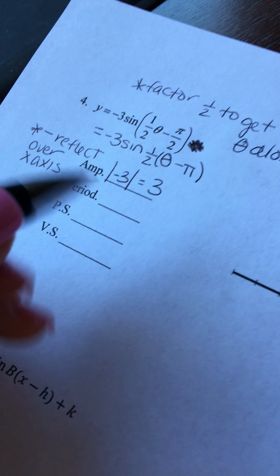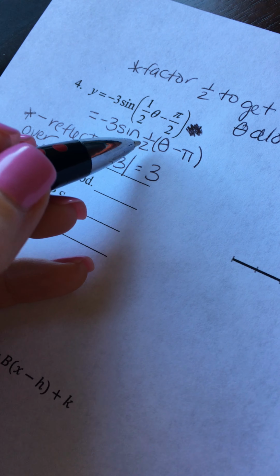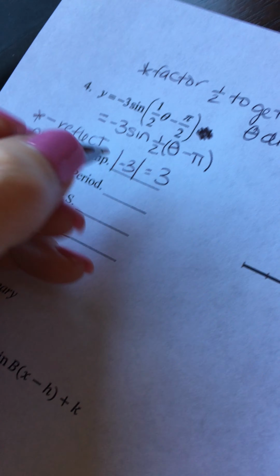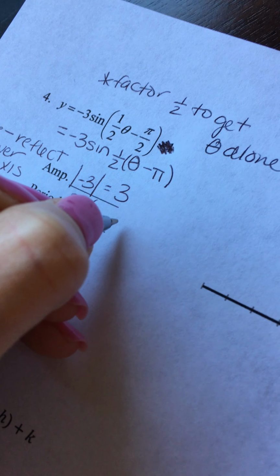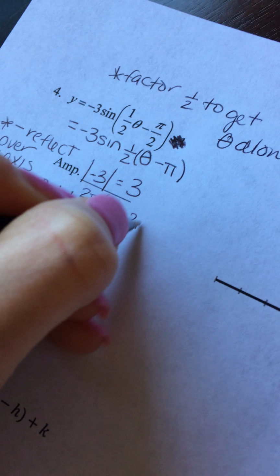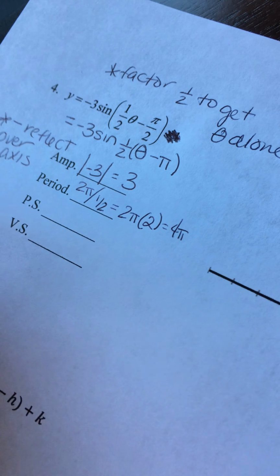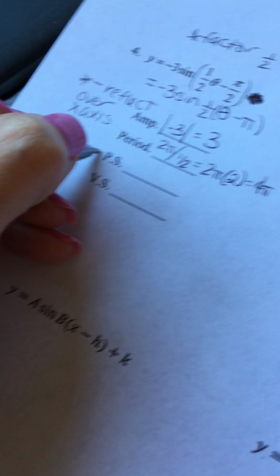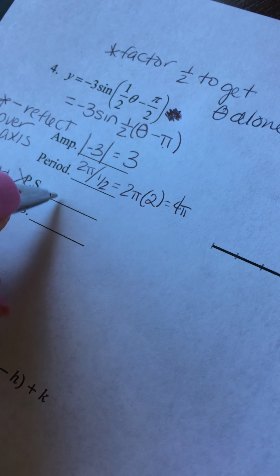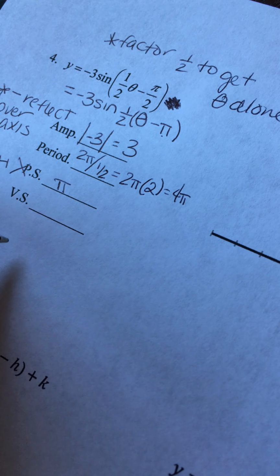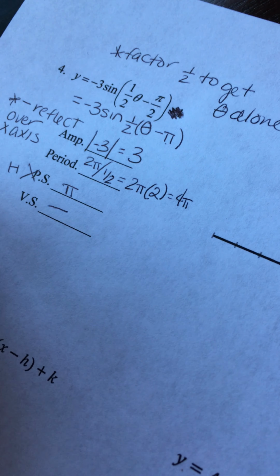Okay, so this is the equation we're going to be working with, not this first one. This 1/2 is going to be our b. So period is going to be 2 pi over 1/2, or 2 pi times 2, which is 4 pi. Horizontal shift will be positive pi. That's where we're going to start. And vertical shift, we cut off the only vertical shift we had, so we have none.